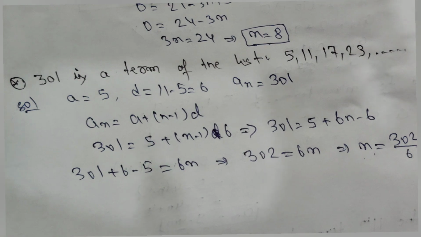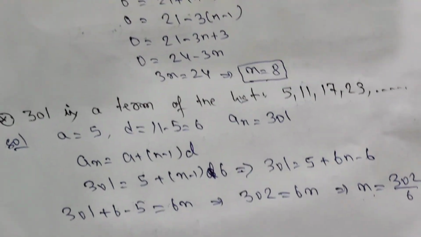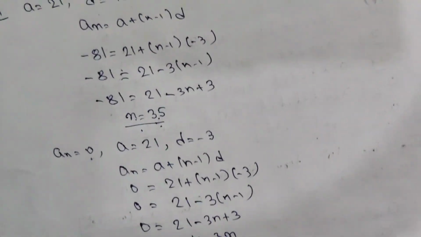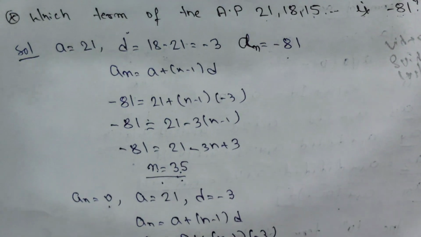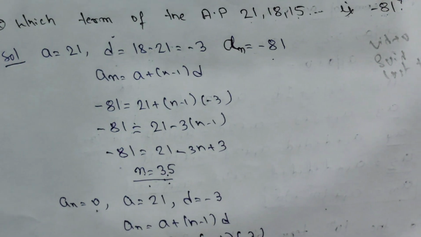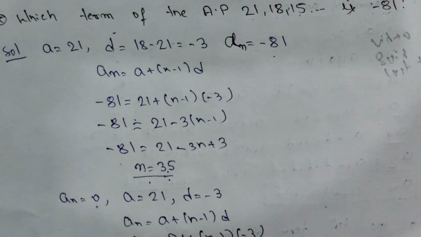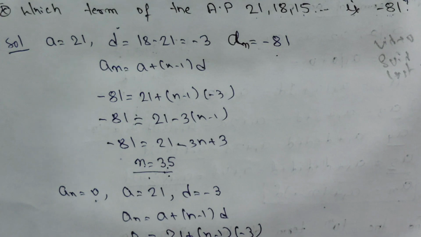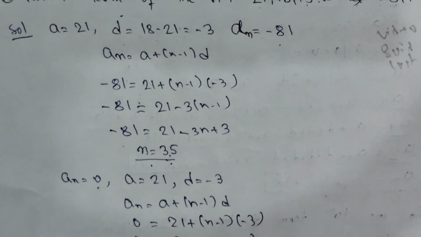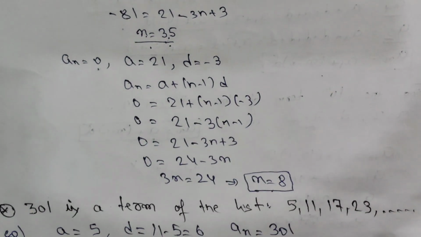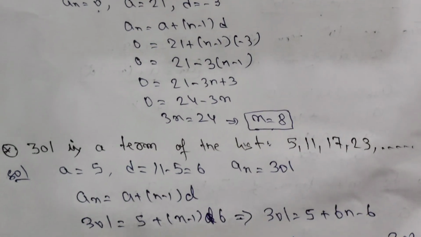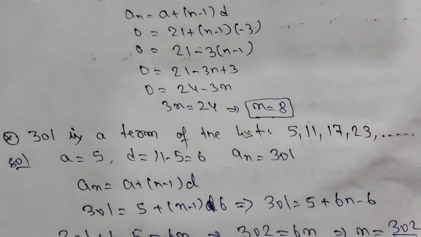Now what is the difference between this question and the above question? In the above question they asked you to find which term it is, which means that 81 is lying somewhere, that's why they are asking. Here also they ask which term 0 is. But here they are saying: is 301 a term or not? It may lie, it may not lie.